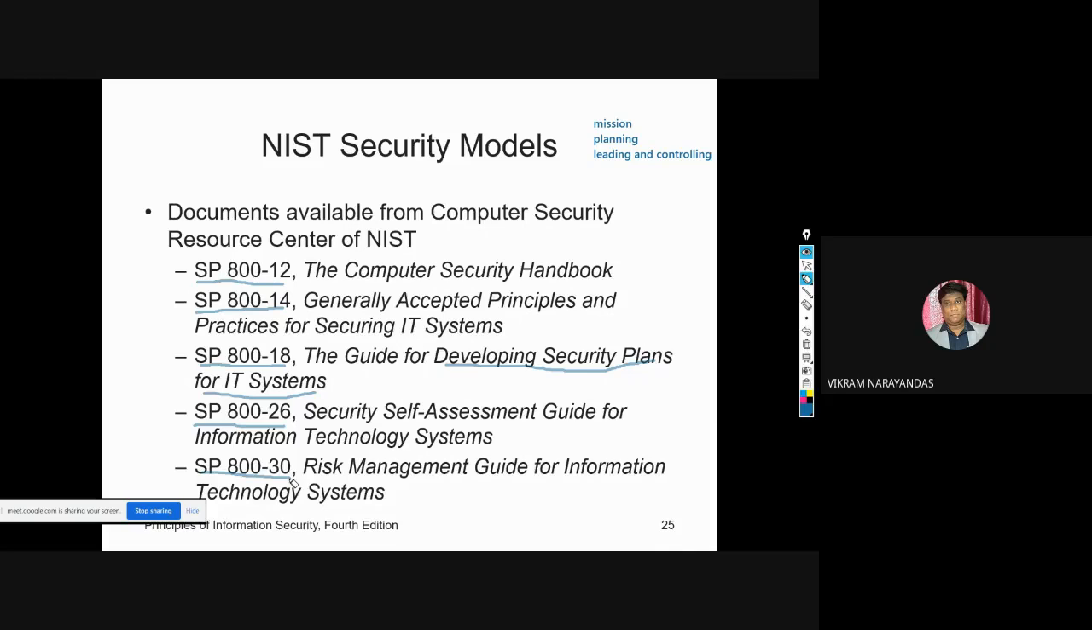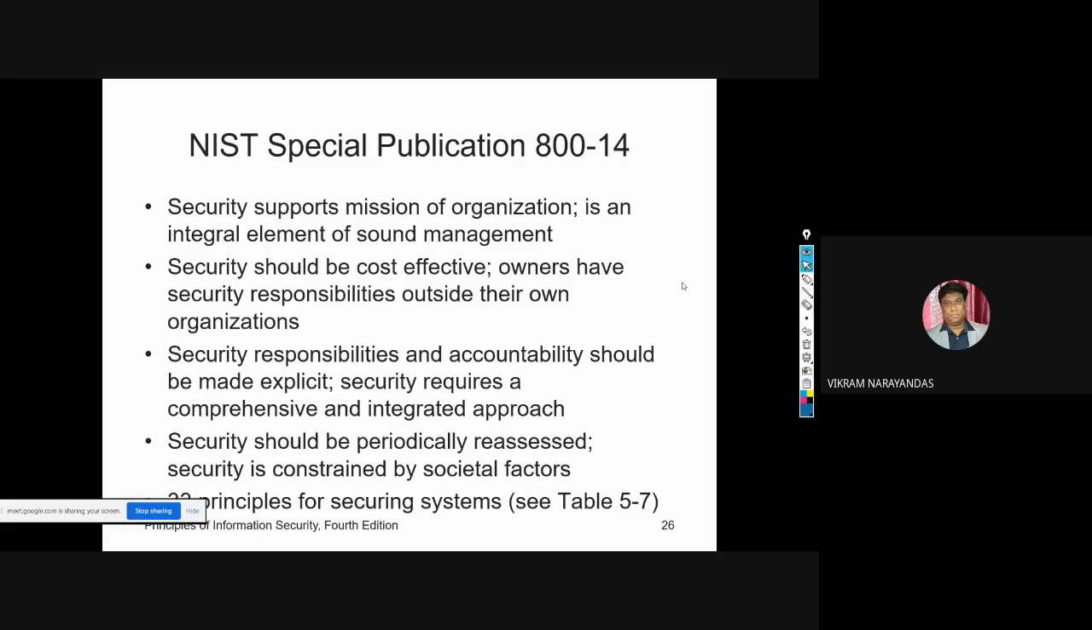So these are the NIST security models, most important. You want to remember these documents, and how they are helpful for different organizations when they are building policies, standards, and security plans for their organizations here. We already discussed 800-14, and the different publications and what they support.